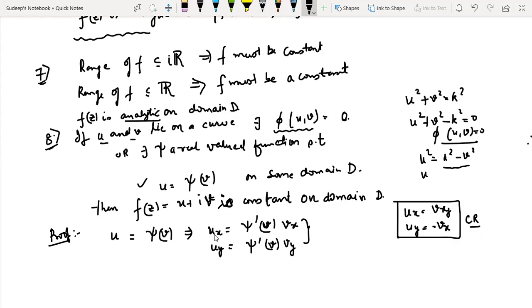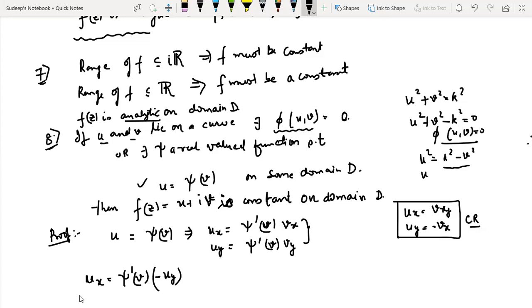So I know from here that ux is given to be equal to psi dash v into vx. And in place of vx, I can write minus uy. So I'll write ux is equal to psi dash v into negative of uy. This is from Cauchy Riemann conditions, so just don't get worried.